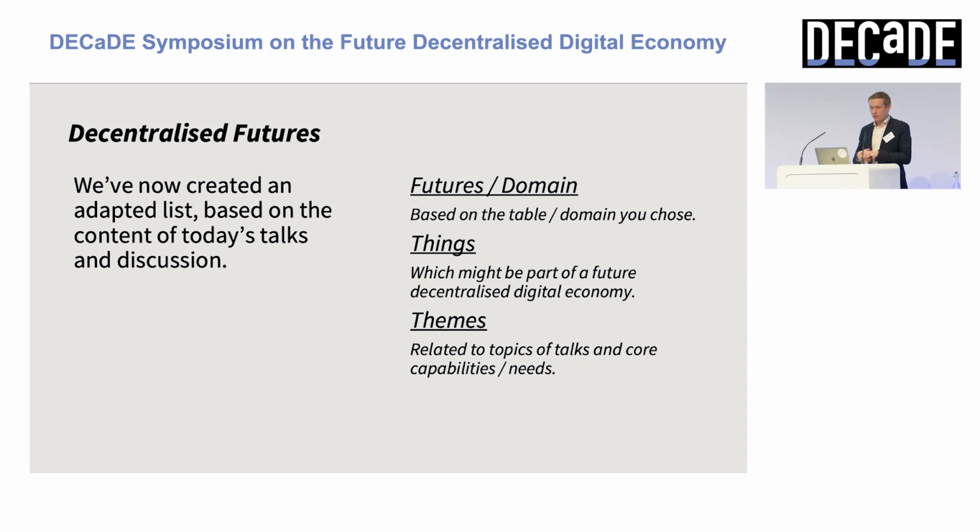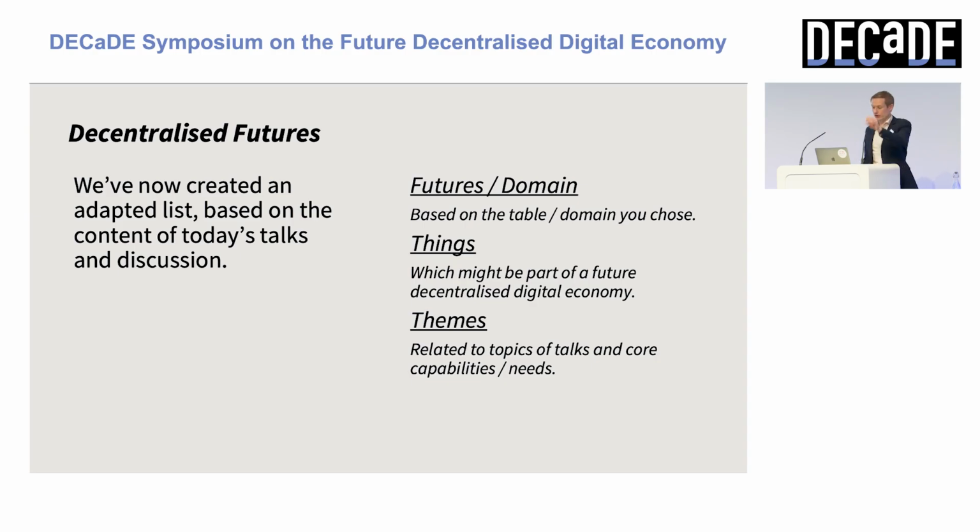So what we've done is taken that exercise, and you'll see that on the other two sheets, there is a sheet that says decentralized digital economy futures, an ideate sheet, and another prompt sheet with much fewer words on it, but words that are a bit more relevant to what we've been talking about today. And so we've got the same three columns, but the future this time is the domain.